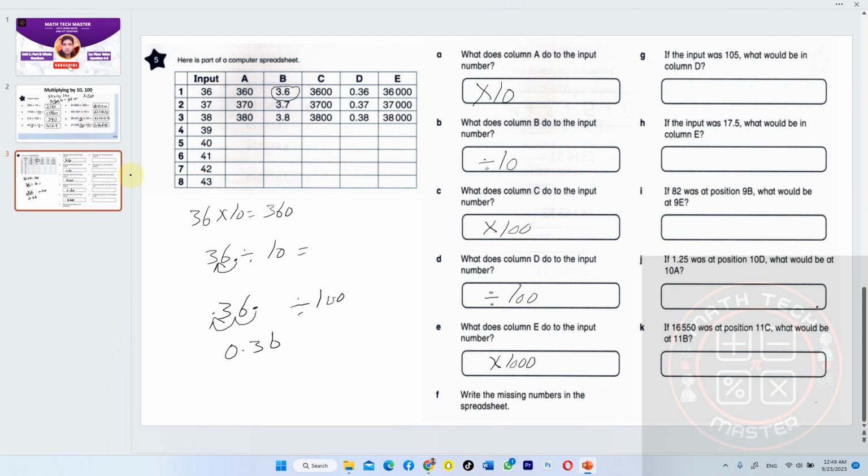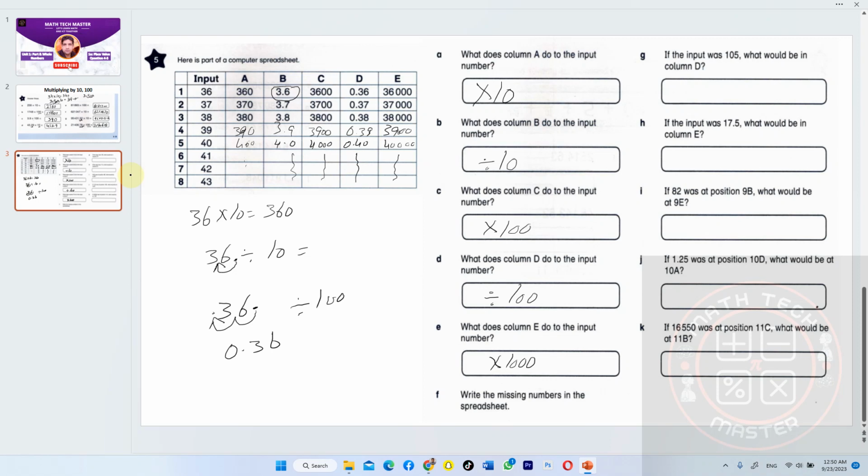Now the F part says write the missing numbers in the spreadsheet. So it is very simple. We can just write down the numbers by filling up the table in the same way. 0.39 and it will be 39,000. Same is the case for 400: 4.0 or 4,000, or 0.40 or 40,000. So I hope you can easily fill this table up.